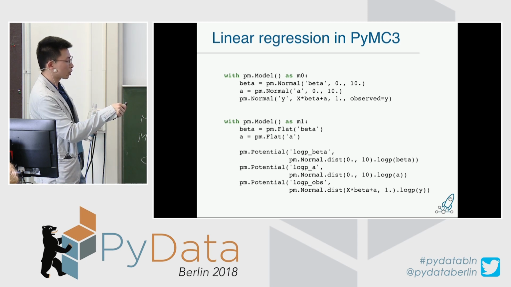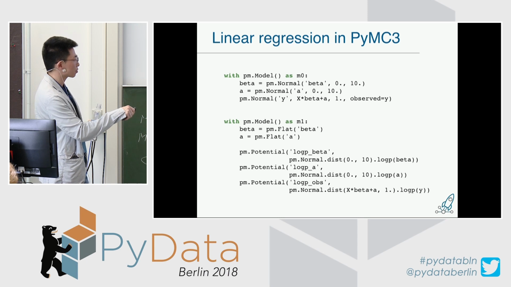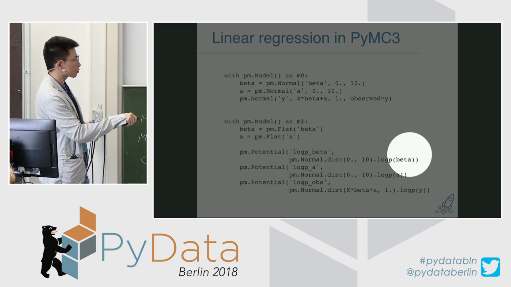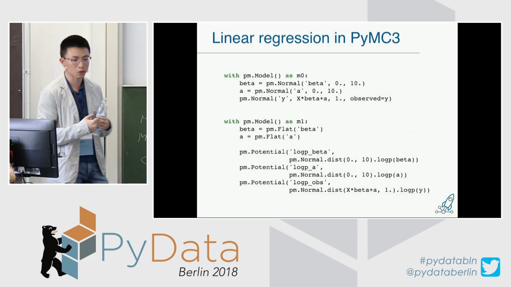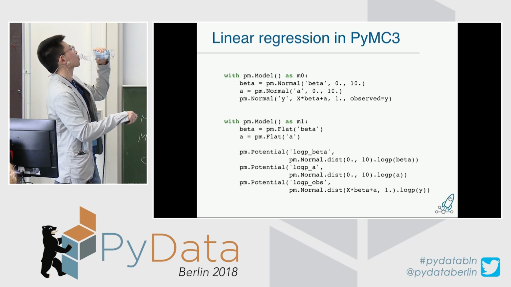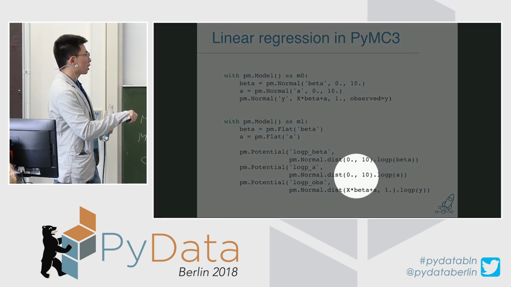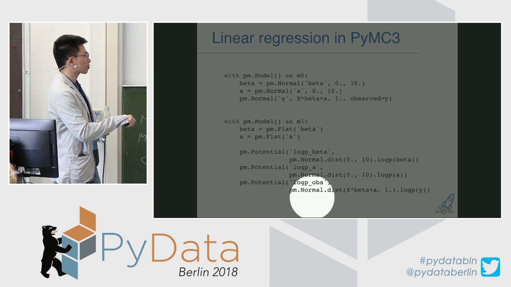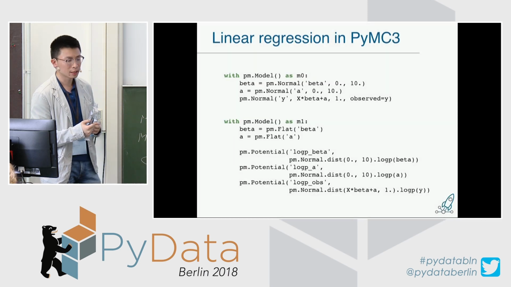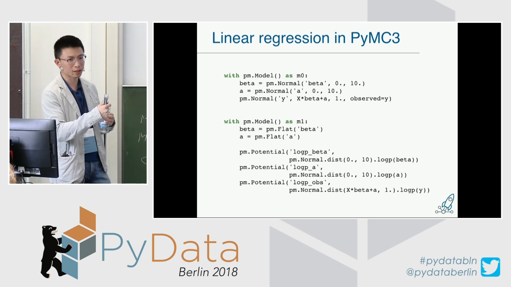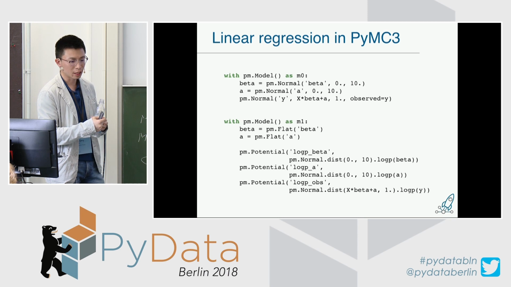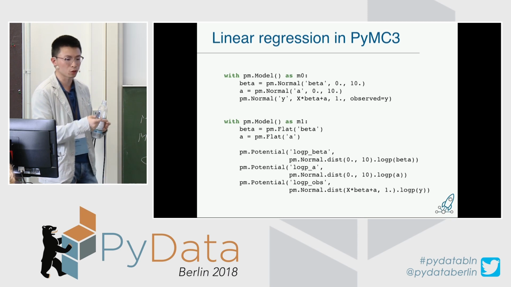Internally, what PyMC3 does is that it will first collect the log likelihood for the first parameter, and then for the second parameter, and then for the third, the actual observed random variable. And the potential is like calculating the log p, and then it collects it in the model log likelihood.